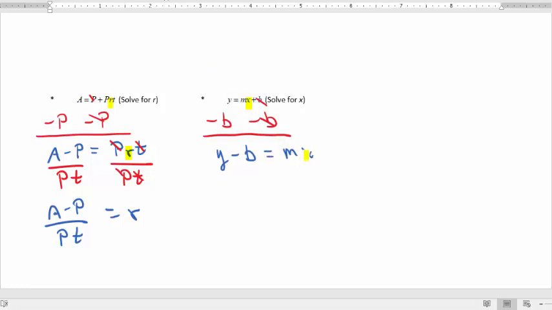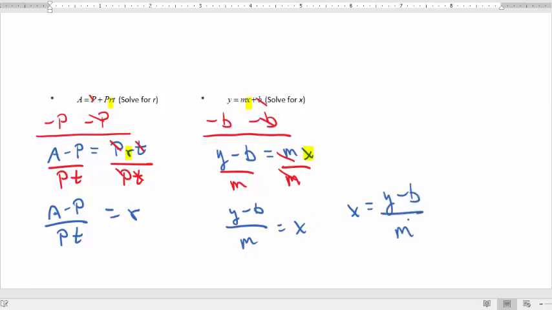But again, we're solving for x. So we've got to get rid of the m, which is being multiplied. So to get rid of it, we divide. So on the right it cancels, and on the left nothing happens there, it just stays the way it is, y minus b divided by m, and that's our x value. So x equals y minus b over m. And if you want to, you can always rewrite these, because a lot of people are more comfortable having the variable that's solved for on the left, so you could just rewrite it as x equals y minus b over m.